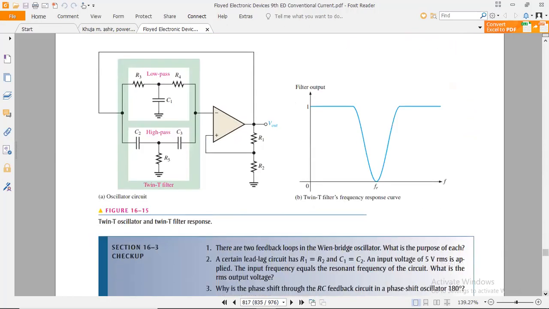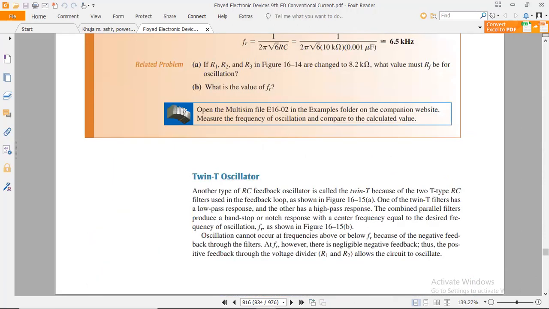Now moving towards the next configuration, the twin-T oscillator. This is one of the basic types of oscillator. Another type of RC oscillator circuit is called the twin-T because of the two T-type RC filters used in the feedback loop. As shown in the below-mentioned figure, the T filter is a low pass response.